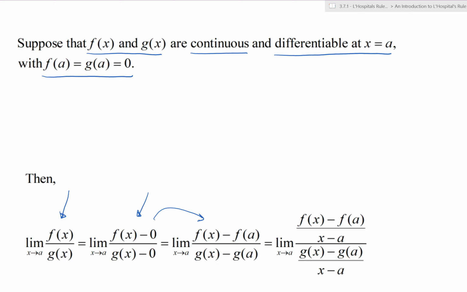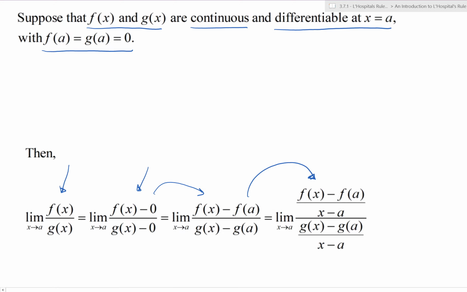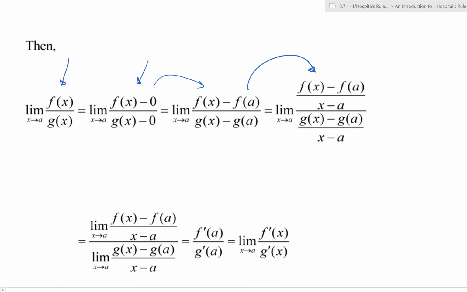If I go ahead and just multiply the numerator and denominator there by 1 divided by x minus a, keeping in mind that this is not true at x equals a, but we're taking the limit as x approaches a, so that's all good. Then I can rewrite this as this form. The limit as x goes to a of f of x minus f of a divided by x minus a, all divided by g of x minus g of a over x minus a, which is the same as the limit as x goes to a of f of x minus f of a divided by x minus a, over the limit as x goes to a of g of x minus g of a divided by x minus a.